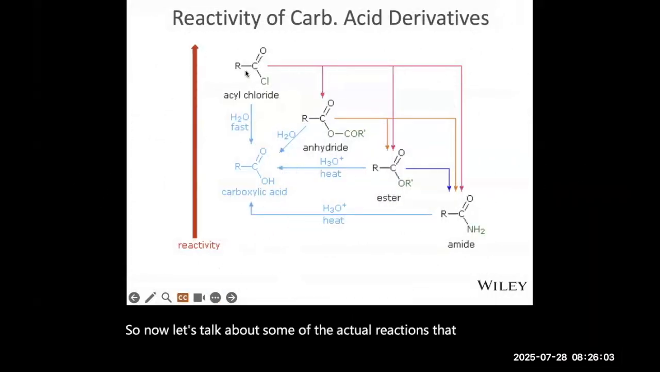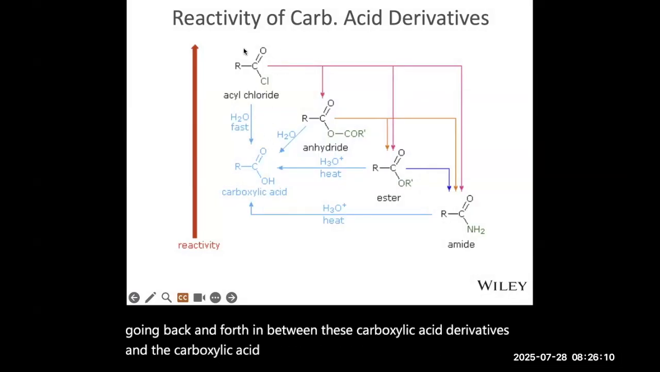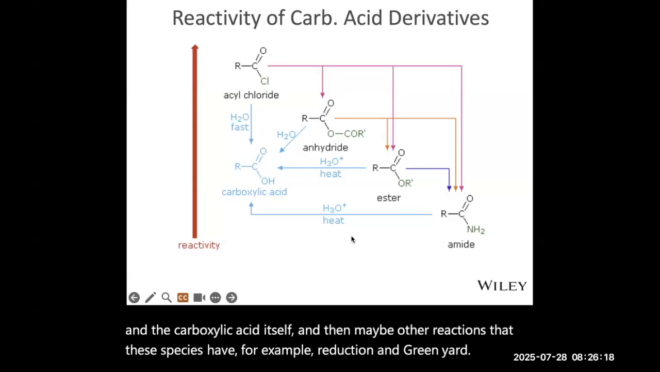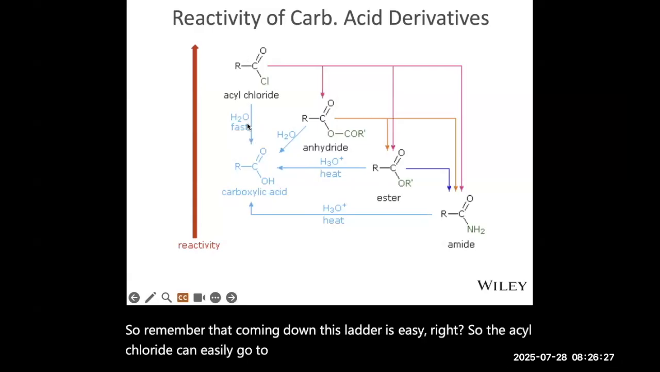So now let's talk about some of the actual reactions that happen going back and forth in between these carboxylic acid derivatives and the carboxylic acid itself, and then maybe other reactions that these species have, for example, reduction and Grignard. So remember that coming down this ladder is easy, right? So the acyl chloride can easily go to the carboxylic acid by just adding water.